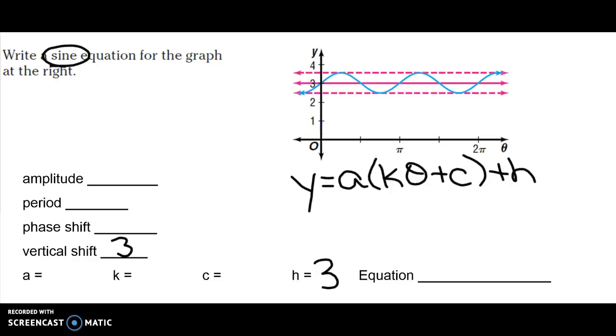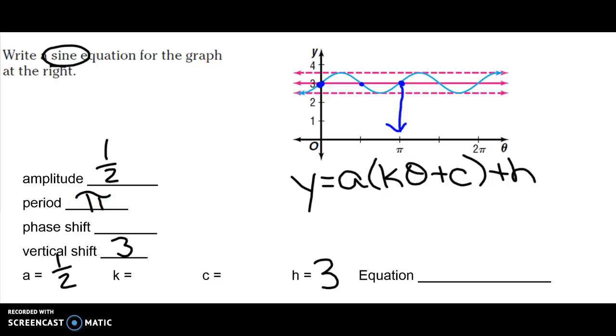And then our amplitude is only going up halfway between 3 and 4, and it's only going down halfway between 2 and 3. So our amplitude is going to be 1/2. So A is 1/2. Then let's find the period. At 0, 0, it seems that we're in standard form, and that's going to be very nice. So when does it cross again? That's going to be your midpoint, and that's going to be the next part of the period. So it looks like the period is pi.